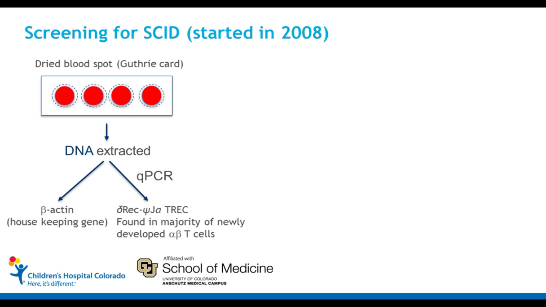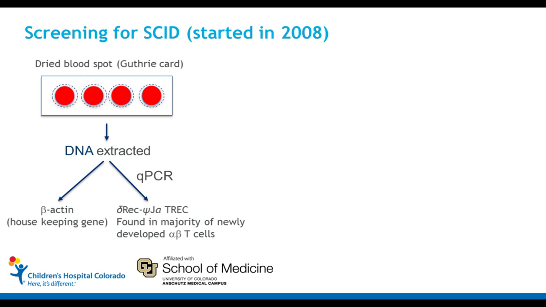So newborn screening for SCID was started in 2008. Now, newborn screening for a number of metabolic diseases has been in place for many years, and what is used for these metabolic disorders is the blood spot on the Guthrie card. A heel prick is done when a baby is born, and blood is spotted onto this Guthrie card and used for newborn screening tests. So using this rationale, in 2008 a molecular test was developed to screen for severe combined immune deficiency.